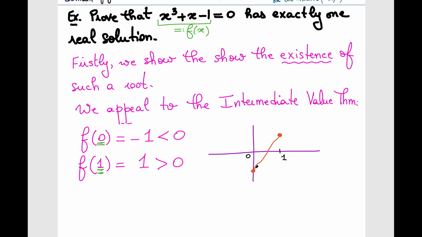So the function f is defined everywhere, and hence it's going to be continuous everywhere, in particular in between 0 and 1. The function is going to be continuously going from this point to this point. As such, by the intermediate value theorem, it has to cross the x-axis somewhere. So let's record this.